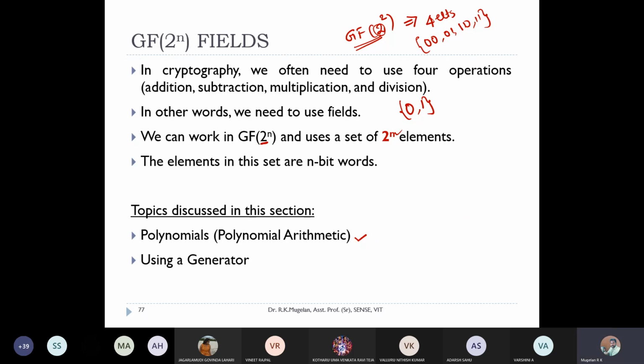Is it clear regarding Galois field, GF, Galois field of 2 power n? If it is clear, kindly raise your hands. If you have any doubts in this Galois field, kindly unmute and ask.